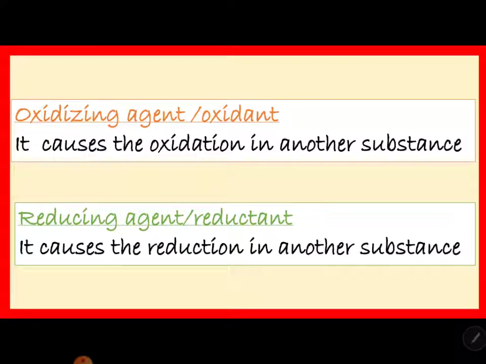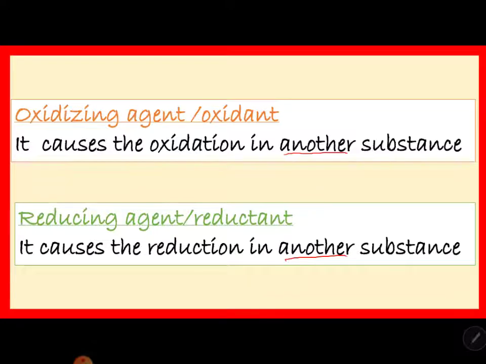Remember that oxidizing agent does not undergo oxidation itself in a reaction. Instead, it oxidizes another substance. Similarly, reducing agent or reductant does not undergo reduction in a reaction. Instead, it reduces another substance.